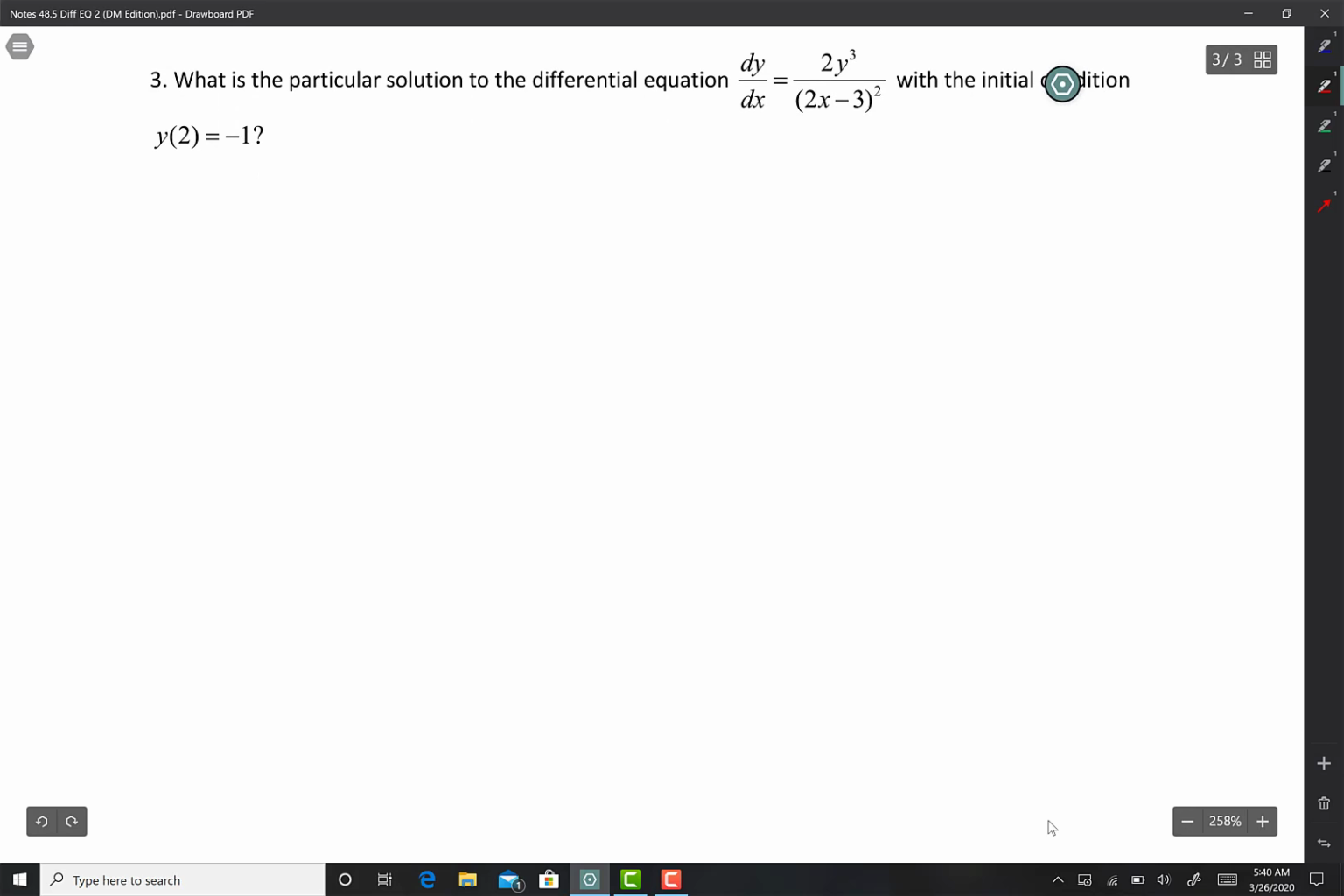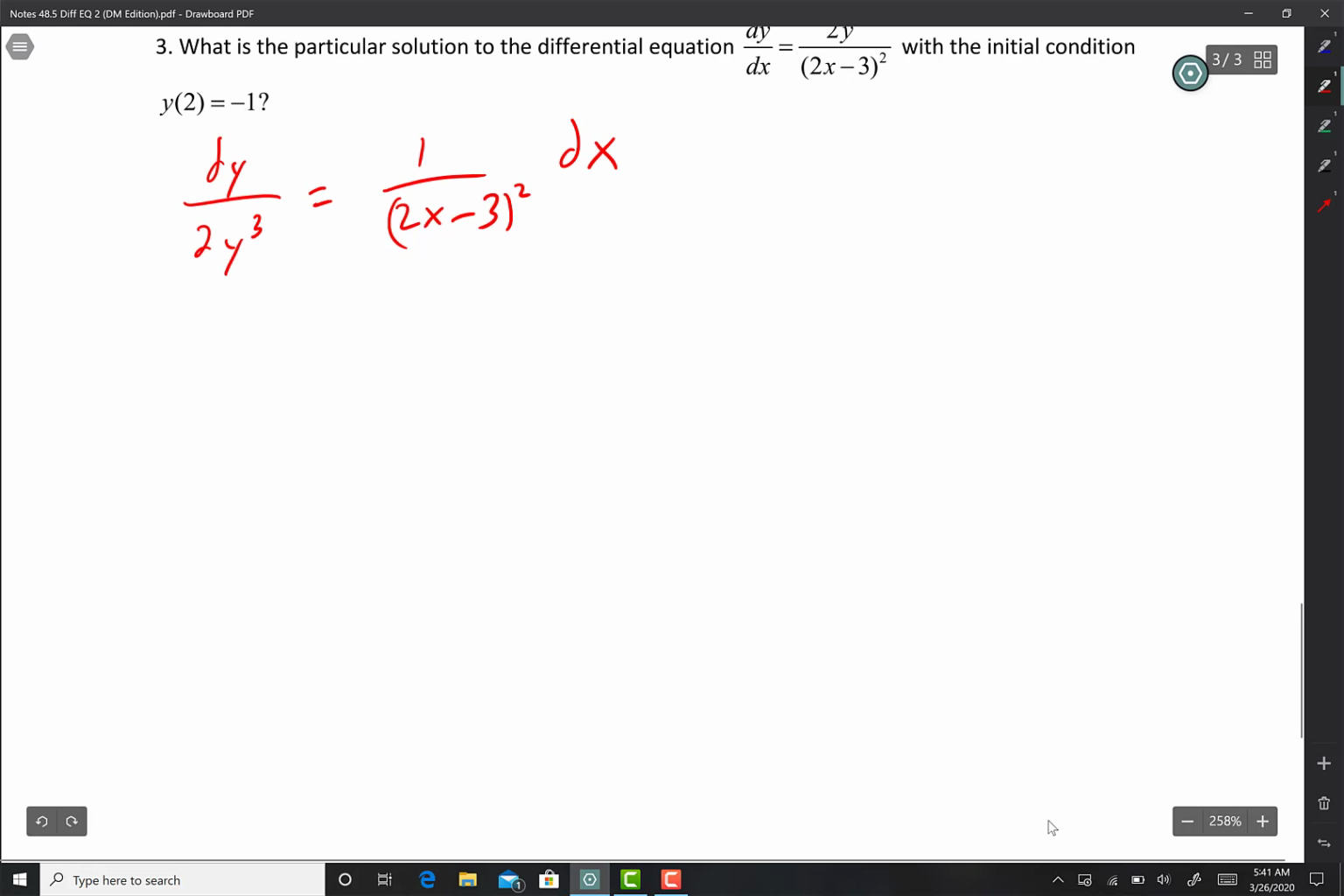All right, so let's do this one. So let's get started with this one here. It says, what is the particular solution to the differential equation dy/dx equals 2y cubed over (2x minus 3) squared with the initial condition y of 2 equals negative 1? All right, again, we start with separation of variables, the y's with the y's, the x's with the x's. So we're going to have dy over 2y cubed equals 1 over (2x minus 3), all that being squared, with a dx. You can put the dx in the numerator if you want, but I like to have it right there, guys.